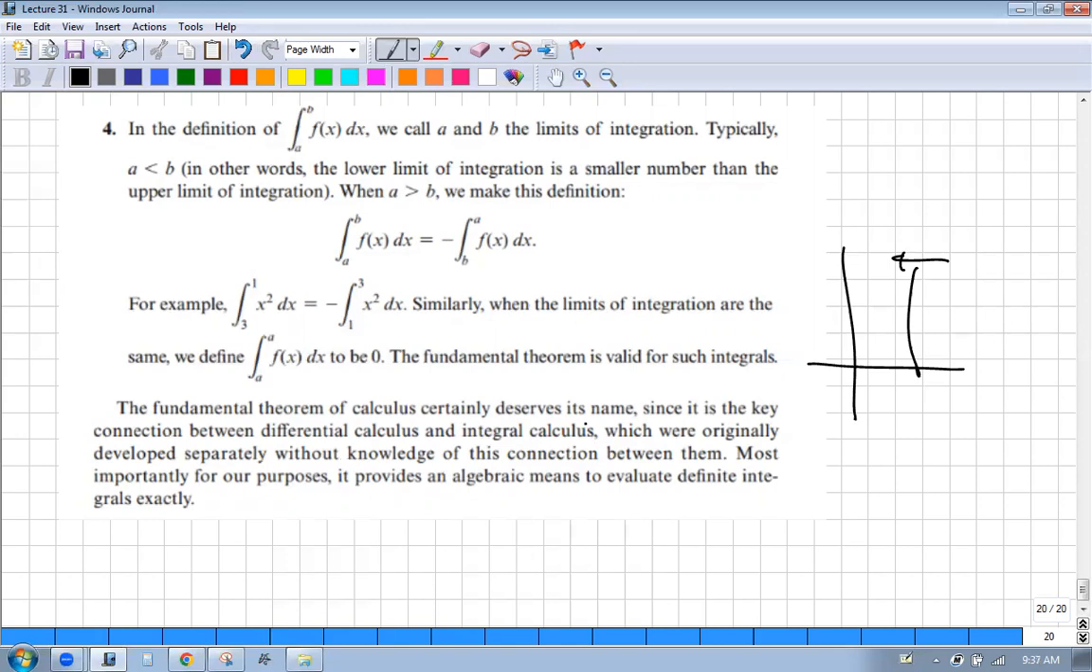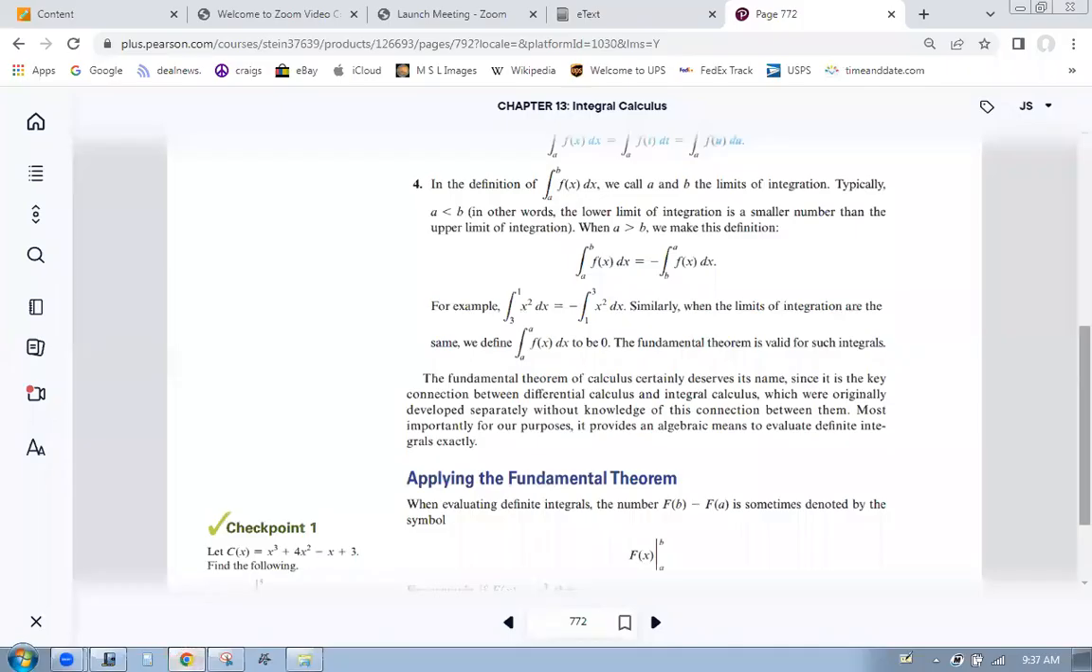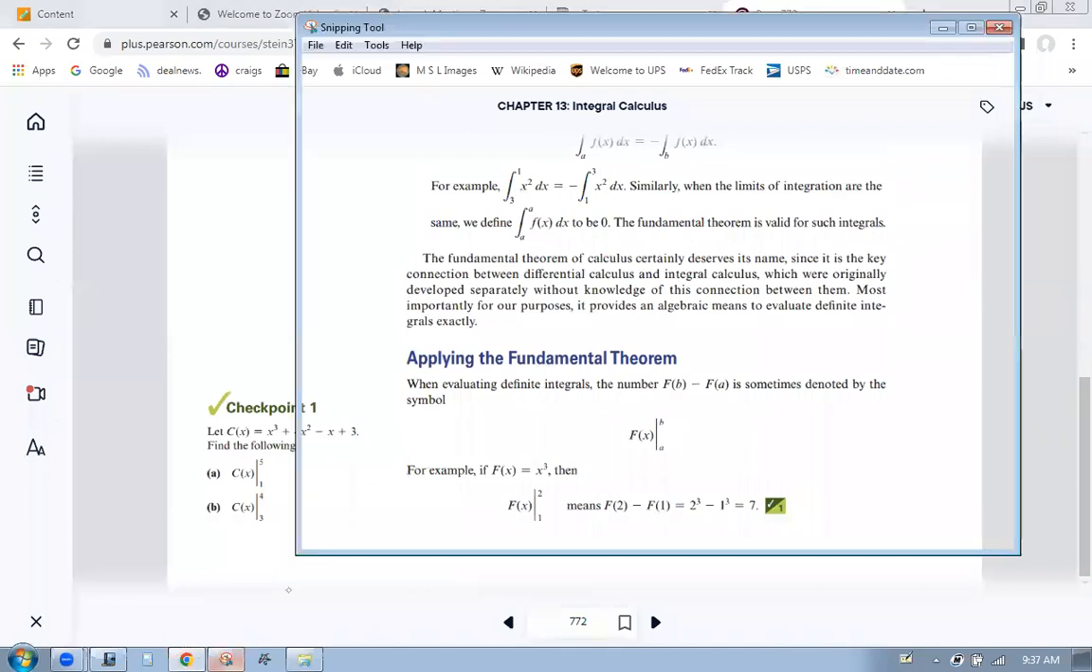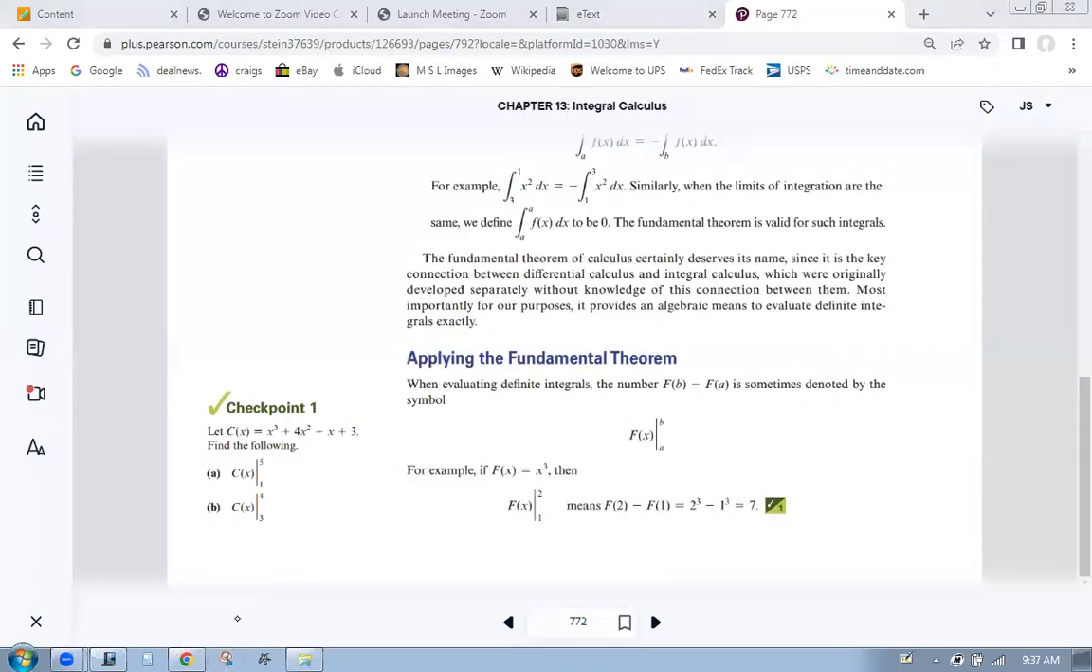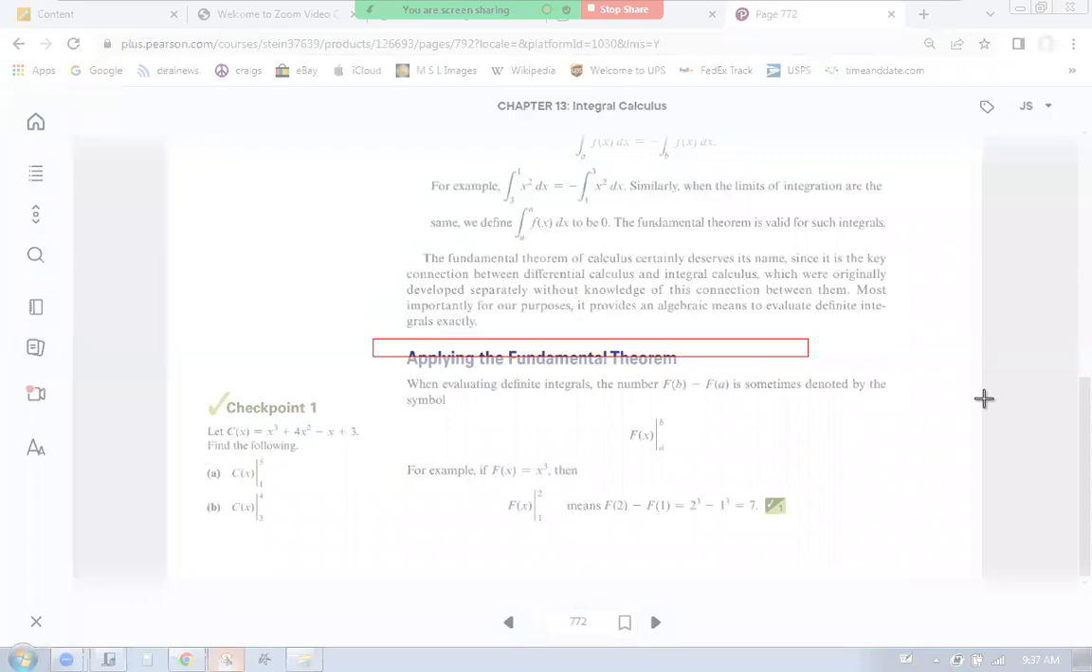It deserves its name since it's a key connection between differential calculus and integral calculus, which were originally developed separately without knowledge of the connection between them. So the areas underneath stuff and slopes, up until recently, we didn't realize there was a connection at all until we discovered calculus. Actually, when we first discovered calculus, I don't think Newton knew the connection here.